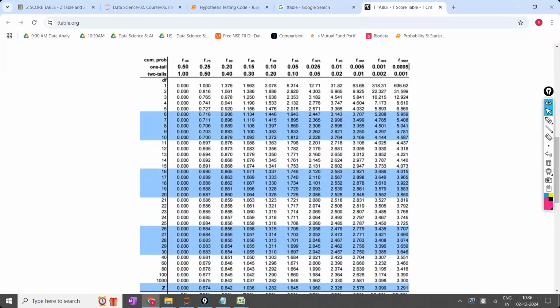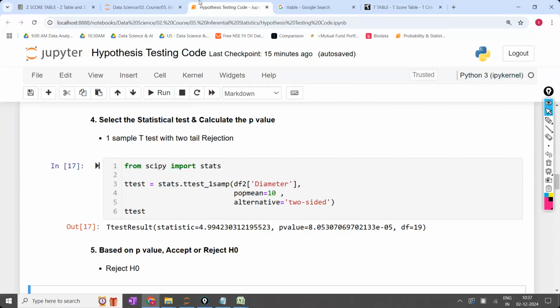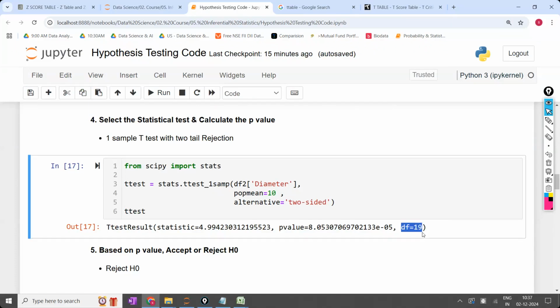Now in the T table, you have DF. What is meant by DF? Degrees of freedom. In the hypothesis test also, you have the degree of freedom. What is the degree of freedom? 19. Why 19? Because the number of samples is 20. 20 minus 1, n minus 1 is 19. Degree of freedom is nothing but n minus 1, right?